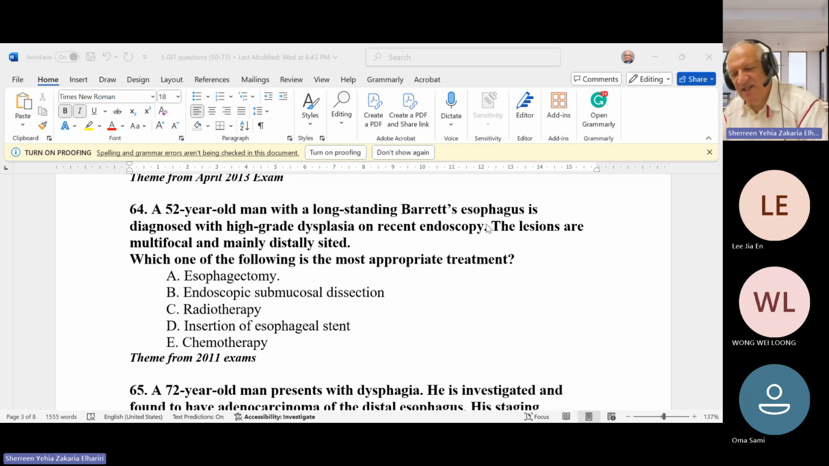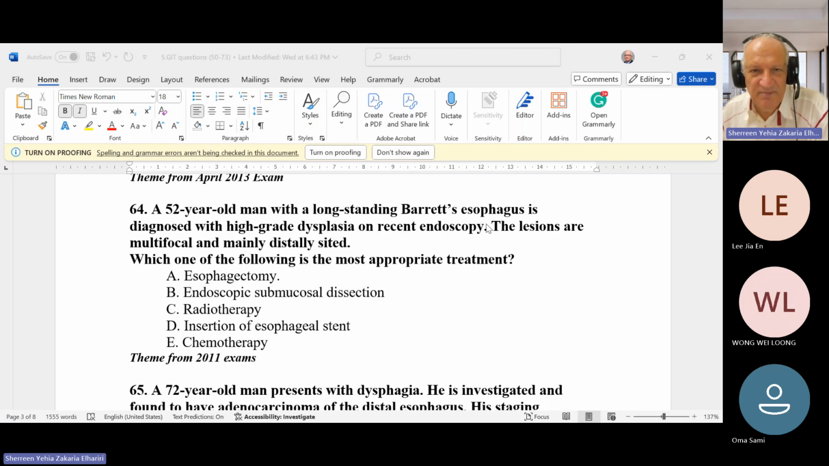So dysplasia is a malignant character without invasion of the basement membrane. It is like an early stage of carcinoma in situ. So in Barrett's esophagus, you can find both metaplasia and dysplasia. The lesion is multifocal, mainly at the distal site. What is the most appropriate treatment?